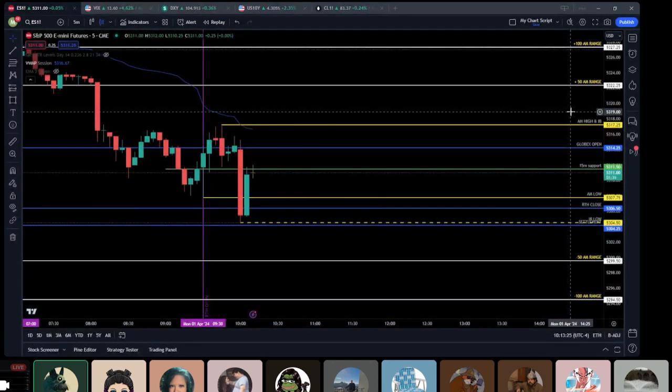So if you plotted all those, you would have a ton of lines on your screens. It'll look like a light show. You want to delete any of them that the market just doesn't seem to care about.